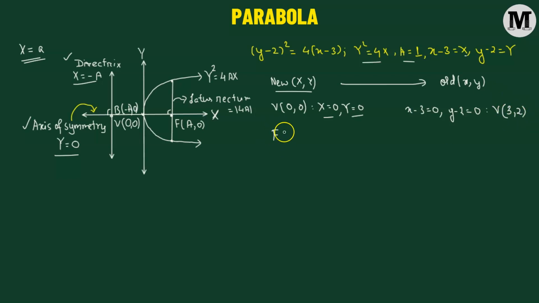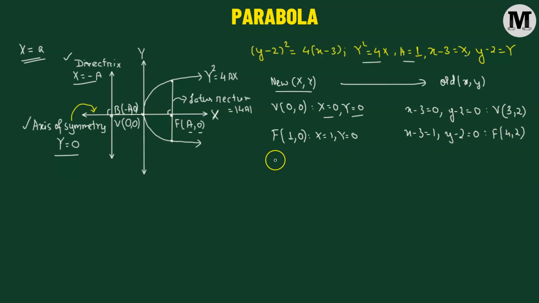Let's now define the focus. So the focus in the new coordinate system is a, 0. So a corresponds to 1. So we have 1, 0, meaning x value is 1 and the y value equals 0. So x equals 1 means x minus 3 equals 1, and y equals 0 means y minus 2 equals 0. So this is going to give us the coordinates of the focus in the old coordinate system. So that's going to be 4, 2.